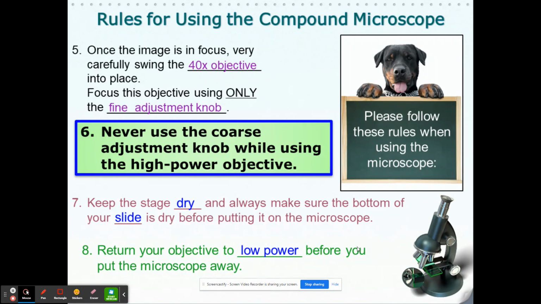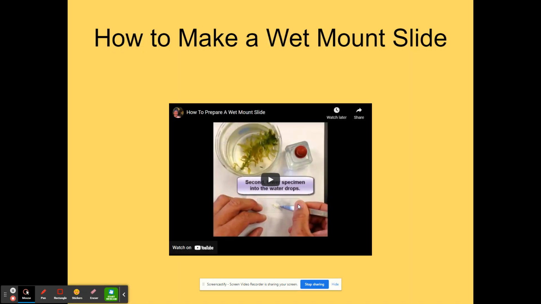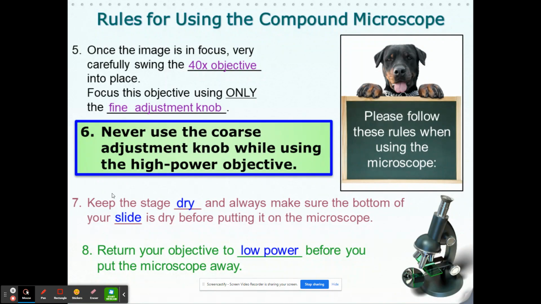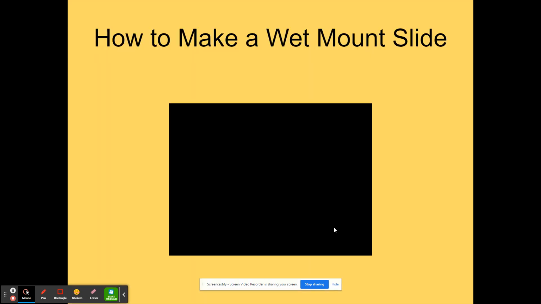I usually say low power is 4x, and you're going to use your coarse adjustment. Medium is either fine or coarse, so you use both of those knobs. And then lastly, under high power, that's your fine adjustment knob. So you have to be very, very mindful of that when you're using it. Keep the stage dry, and always make sure the bottom of your slide is dry before putting it on the microscope, and always put it on low power before you put it away.